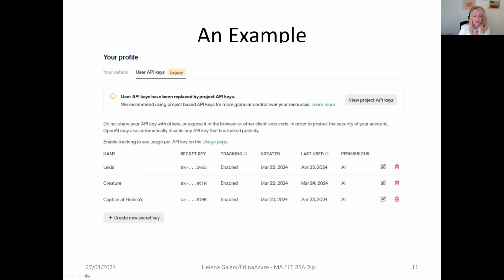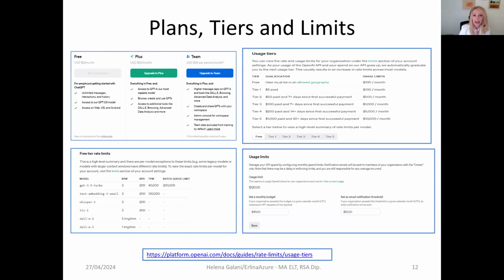Okay, here's an example of my profile and some of the secret keys I have created, the API keys. I'll show you how we do it. Some plans and tiers and limits. You can set usage limits. If you want to go on the paid plan, then you can adjust how much you can pay monthly. There is a free version, and it's allowed in many countries, so you can see geographically where it can be used.